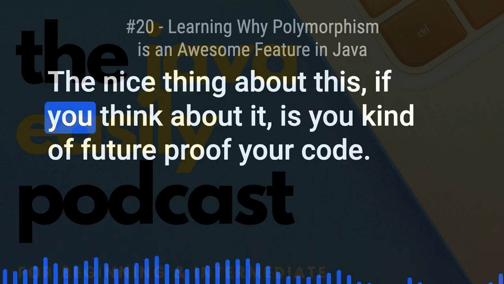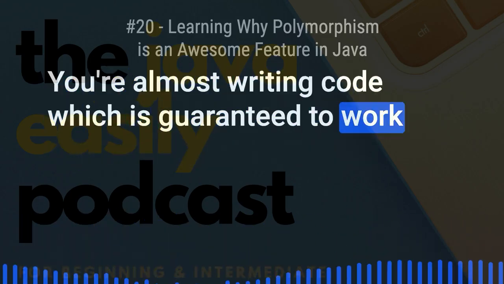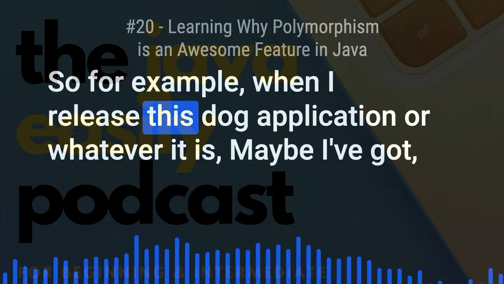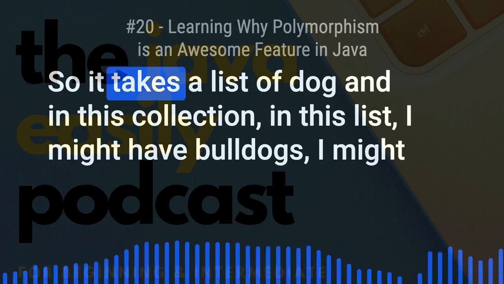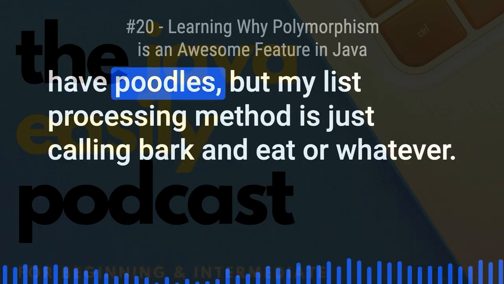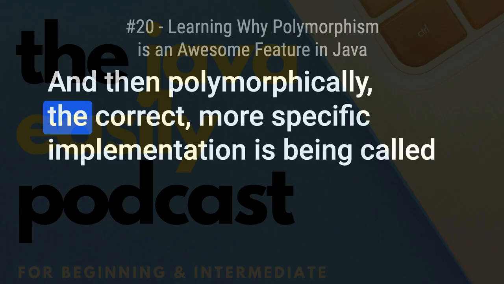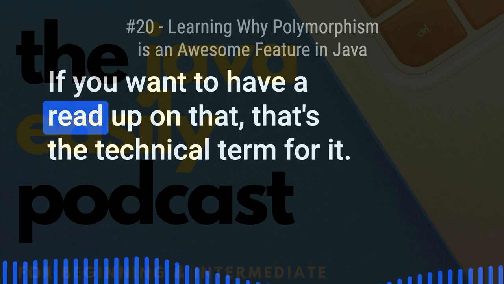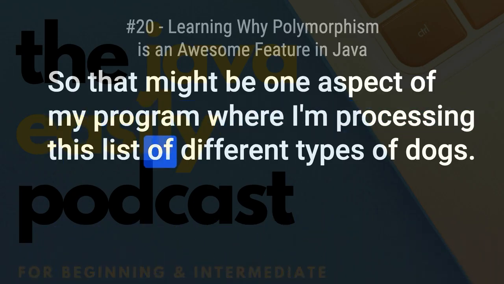The nice thing about this, if you think about it, is you kind of future-proof your code. You're almost writing code which is guaranteed to work in the future, with types that haven't even been written yet. So for example, when I release this dog application, maybe I've got a method in there which processes a list of dogs. So it takes a list of dog, and in this list I might have bulldogs, I might have poodles, but my list processing method is just calling bark and eat or whatever. And then polymorphically, the correct, more specific implementation is being called at runtime through a process called dynamic dispatch. If you want to have a read up on that, that's the technical term for it. So that might be one aspect of my program where I'm processing this list of different types of dogs.